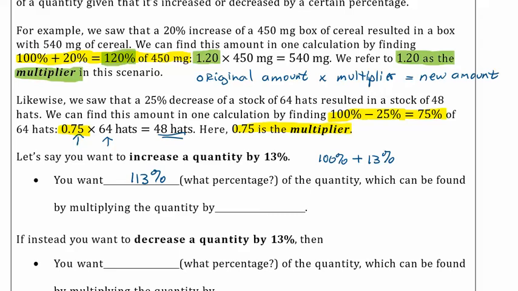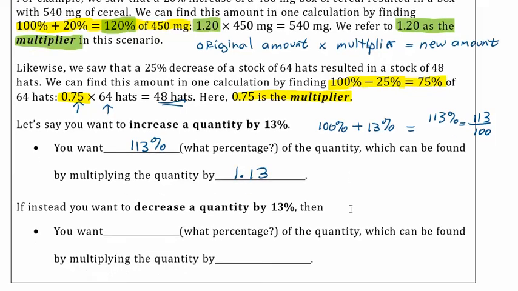Remember, percent means per hundred. 113% means 113 per hundred. And if we divide that by 100, we get 1.13. So that is our multiplier. So anything you want to increase by 13%, you just take the original amount, multiply it by 1.13, and you'll be given the new amount, which is the result of an increase of 13%.